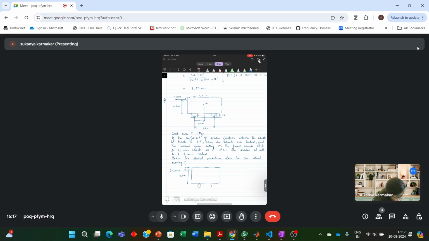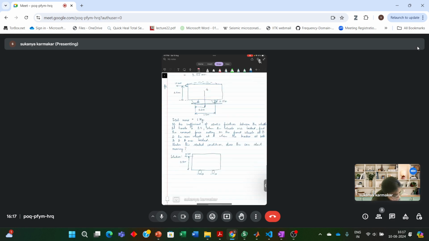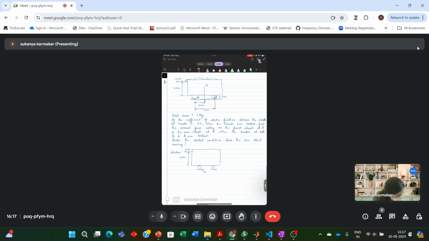Then you have the two wheels. Since the 10 kilonewton force is trying to pull the wagon in the forward direction, you will have friction on the wheels in this direction. Like this FB, this is FA. Then you will have normal reactions NB and NA, which is what you are required to find here.